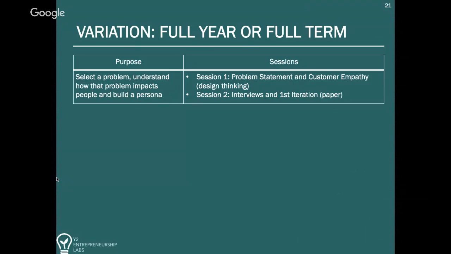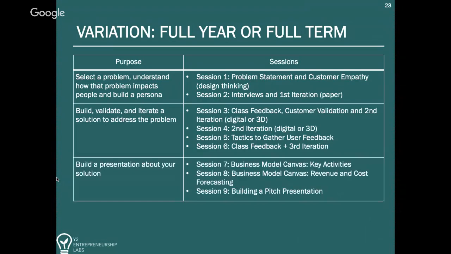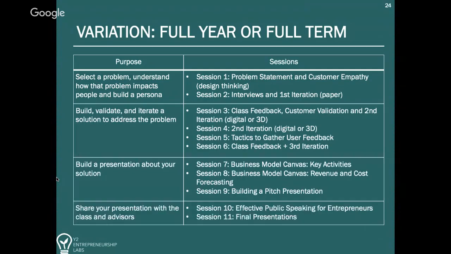So there are variations. At a very high level, the first thing that I want to tackle, and you would probably be able to relate this back to the earlier agenda, is understand what's the problem, who's impacted, build a persona. And in this case, I usually divide that into 2 sessions. The next is build a solution and get feedback and iterate. And then build a presentation, so it's that pitch presentation. Then finally, doing a formal presentation to advisors who may be teachers, but also maybe people from the community, so industry. And that could be stretched out over a full year, over a term, or over a couple of months. And I've seen all variations of that.